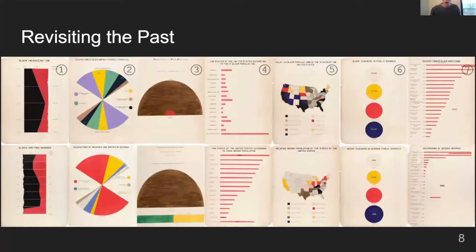So the final product was this. The bottom row is the original series of Dubois charts, whereas the top row is our revisitings of those. And we're just going to walk through those one by one and talk about some of the narratives that we unpacked.